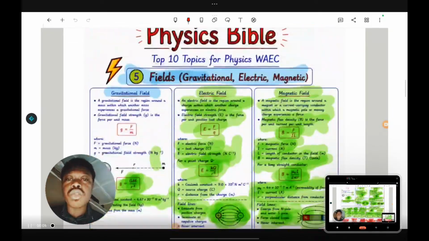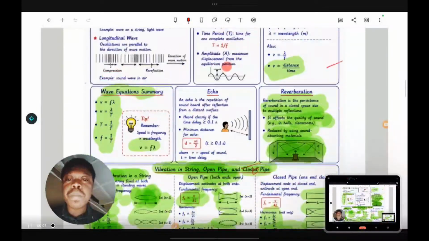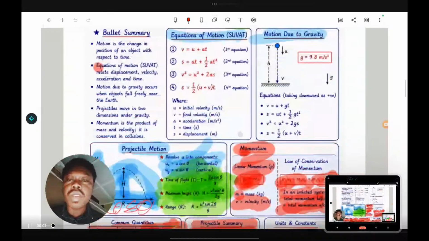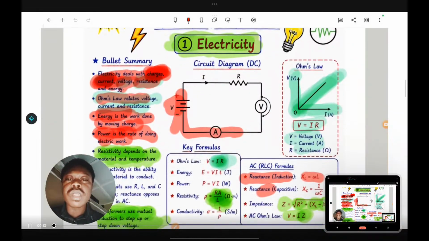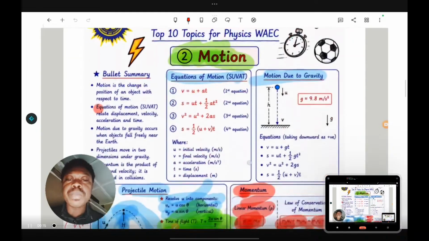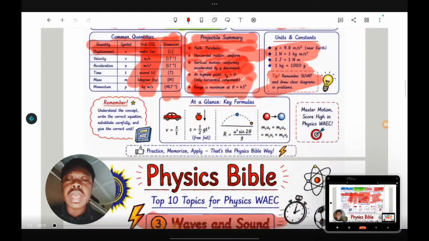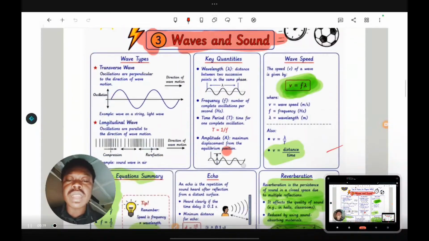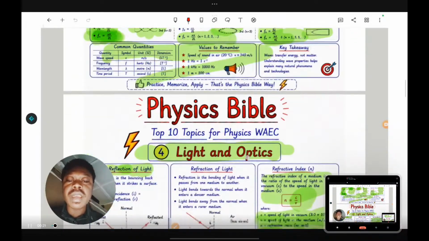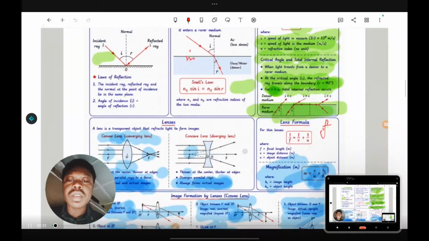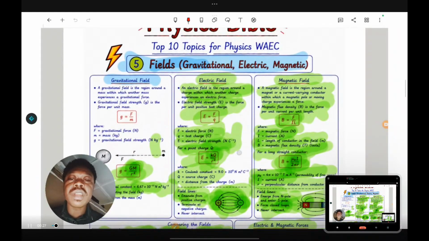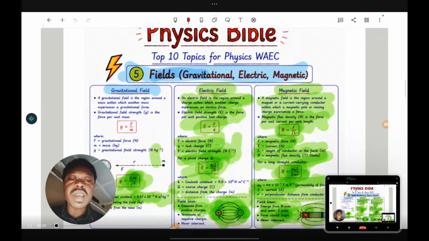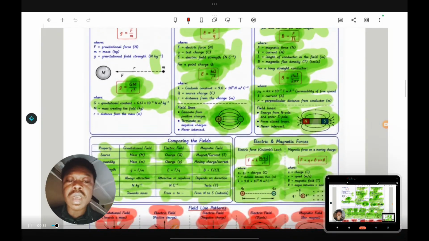Yesterday, we were able to go through the top 5 topics you expect in WAEC this year, and we started with electricity, and then we proceeded to motion as number 2, then waves and sound, number 3, then light and optics, number 4, then we ended with number 5, fields, which include gravitational, electric, and magnetic field.